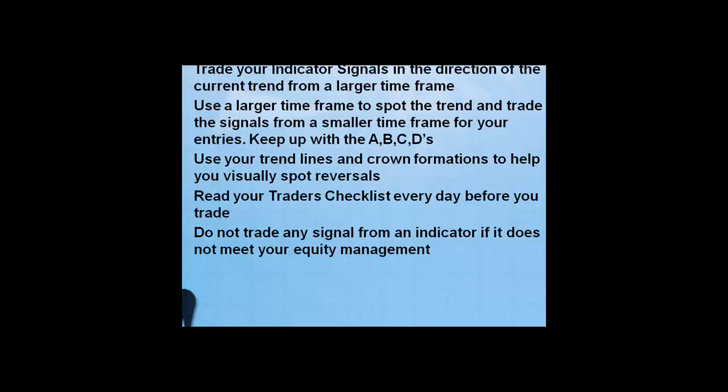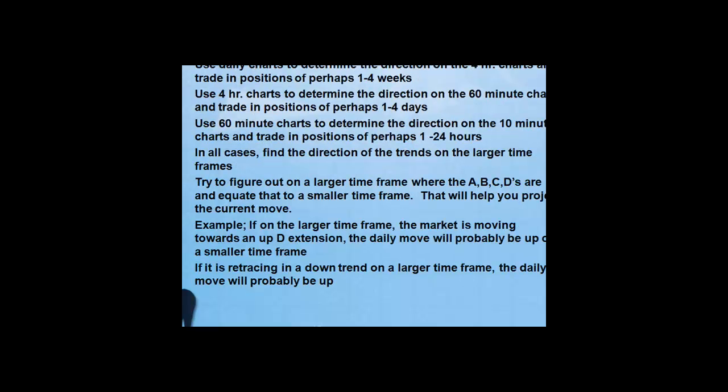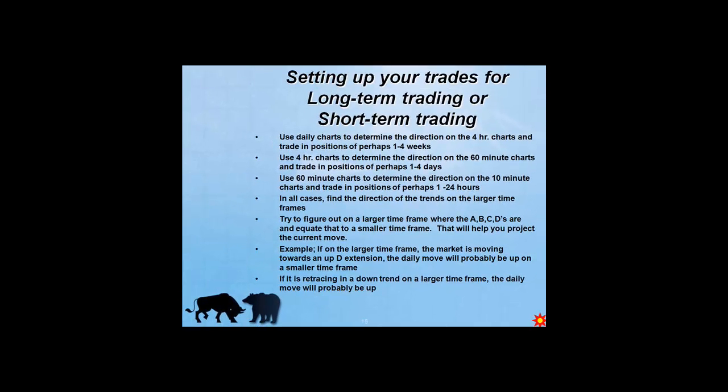Now, when we use indicators, you want to trade your indicators in the direction of the larger time frame. You want to find your ABCDs on your larger time frame, and also trade it on the smaller time frame. You can use your trend lines and crown formations to help visually spot reversals, and you always want to fill out that trader's checklist before you trade, and do not trade any signal if it does not meet your equity management.